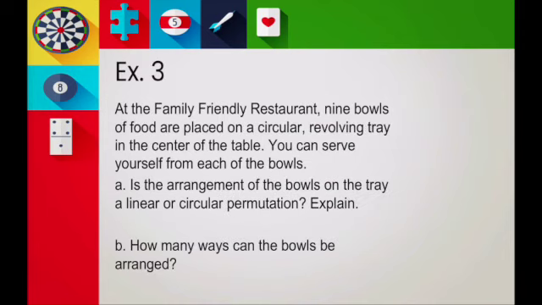At the family-friendly restaurant, 9 bowls of food are placed on a circular revolving tray in the center of the table. You can serve yourself from each of the bowls. Is the arrangement of the bowls on the tray a linear or circular permutation? Obviously it's circular because it's a circular tray, and there's no point of reference. So how many ways can the bowls be arranged? There are 9 bowls, so 9 factorial over 9, which is 8 factorial, which is 40,320.